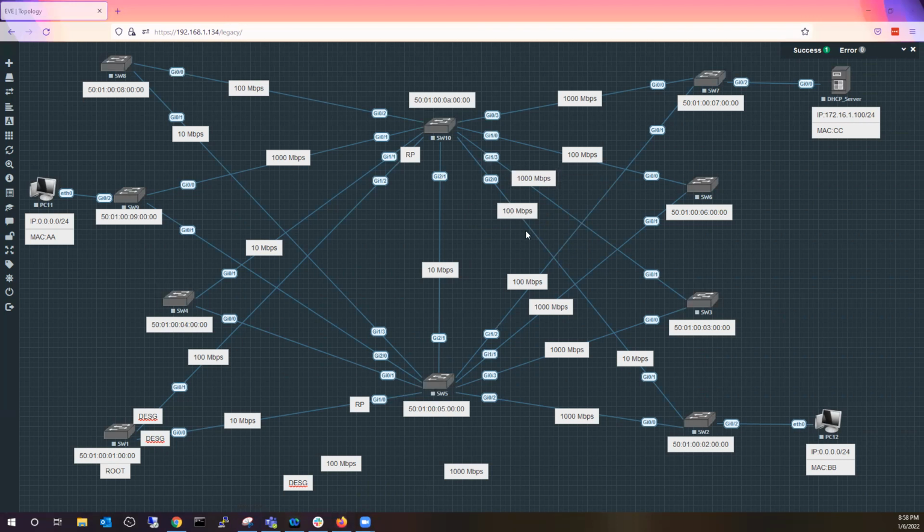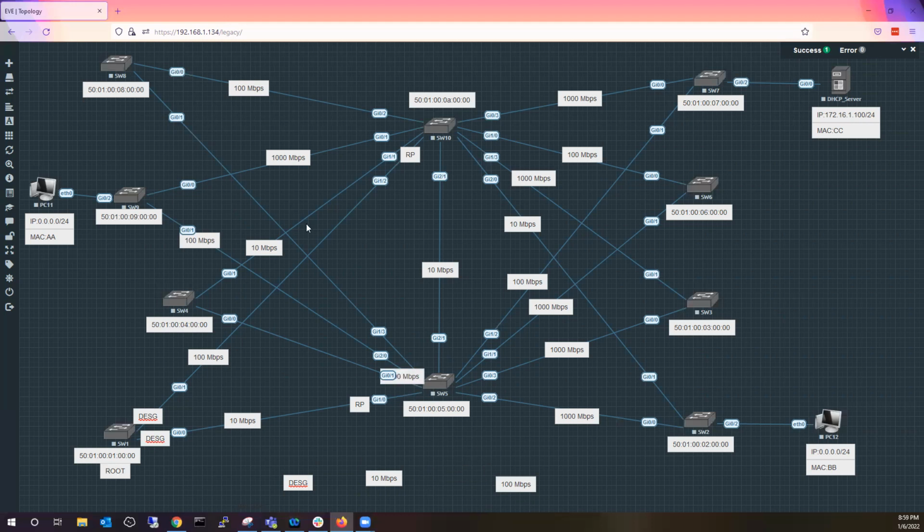So you got 100 meg. Take that 100 meg off because you got it marked as 10 down there by switch 2, which is what it's supposed to be. There you go. Perfect. Same thing on switch 8 up there in the corner. Gig 0/1 shouldn't be 10 megs. That should be 1,000. There we go.